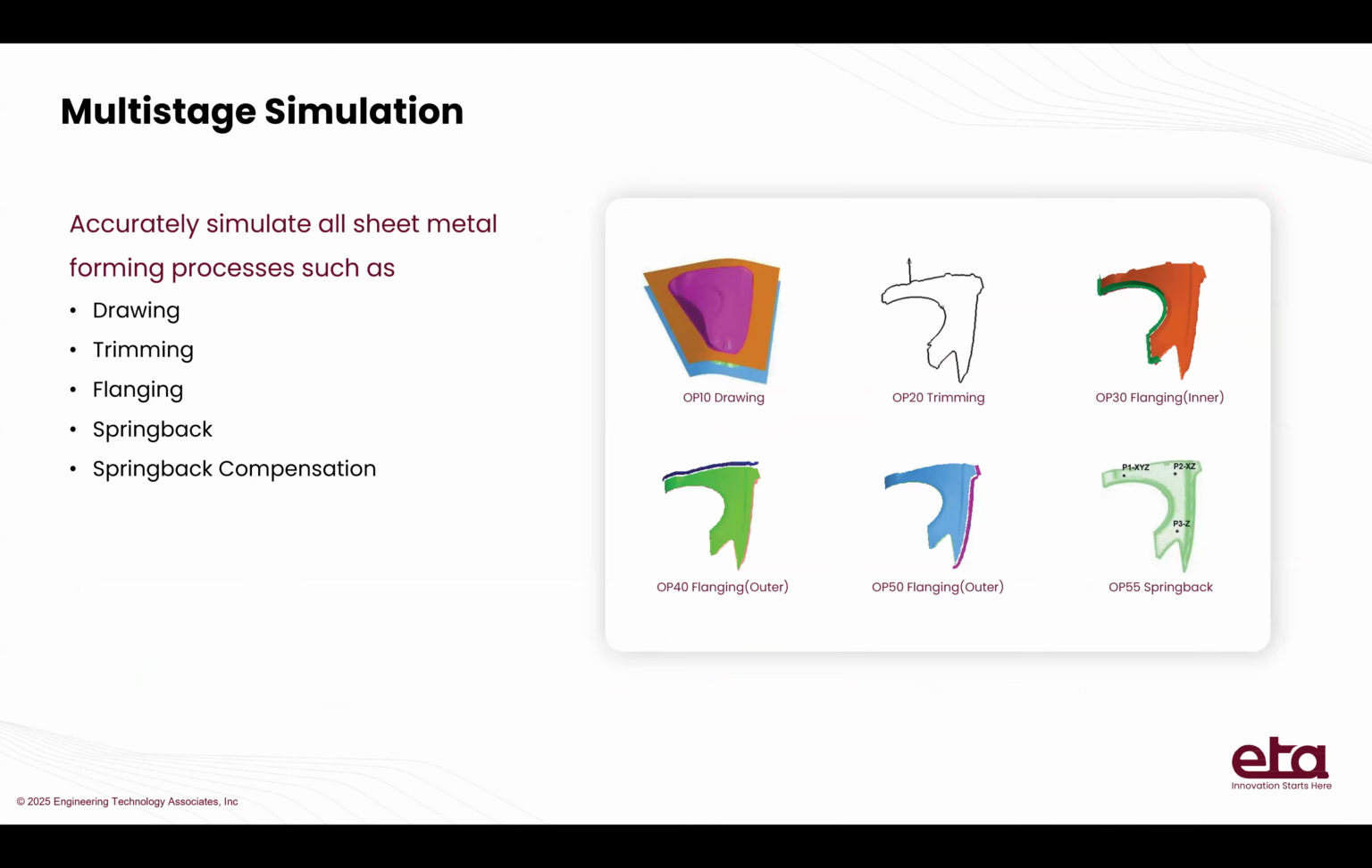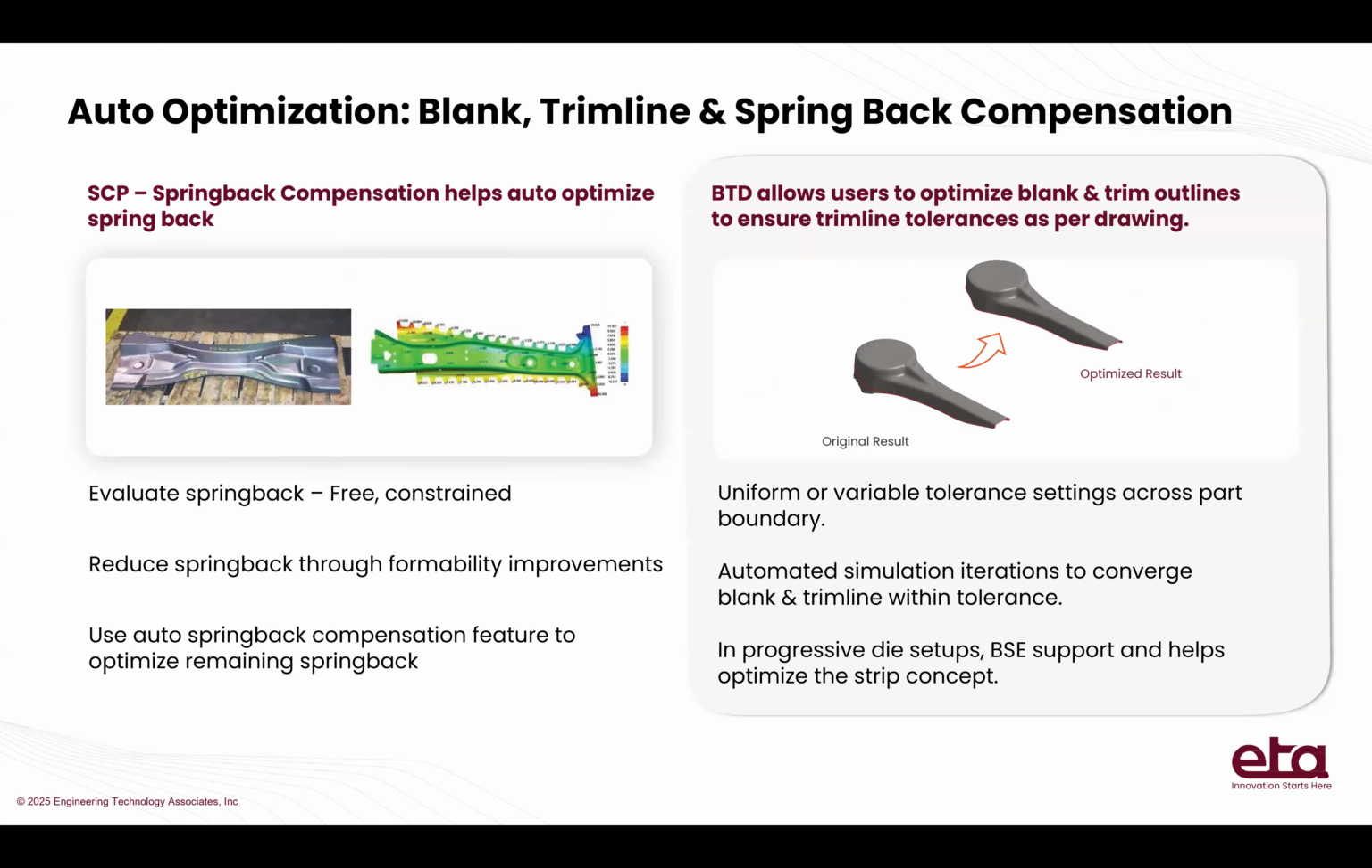Here shows a multi-stage simulation, a very typical sequence. Like OP10, we do the draw die. OP20, we do the trim. OP30, 40, we do the flange plus restrike sometimes. OP55, we do the springback and compensation, all in a single project file. No data is lost between stages.